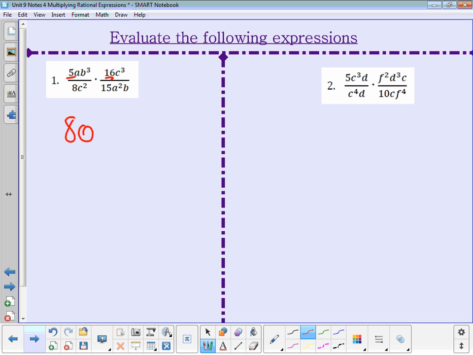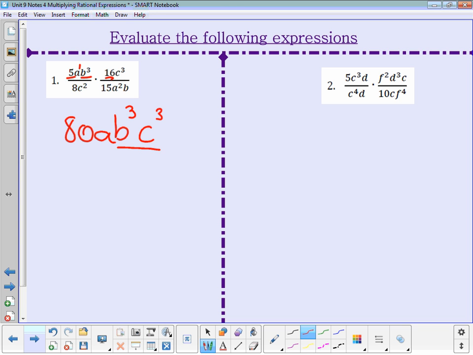Well, I see the first monomial has an a, but the second one doesn't. So I'm going to keep that as a. Remember, that's the same as a to the first, but we don't have to write a to the first. We just know it's there. Next, my next letter is b to the third. Well, I notice in that second monomial in the numerator, there aren't any b's, so I'm going to keep that as b to the third. Next, again, c to the third doesn't have anything to be multiplied with, so it's going to stay just like that.